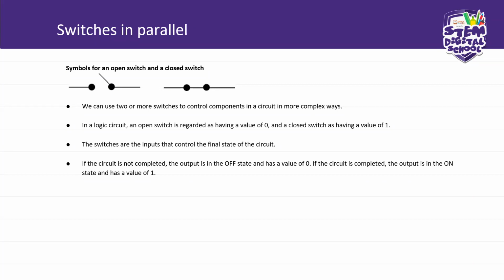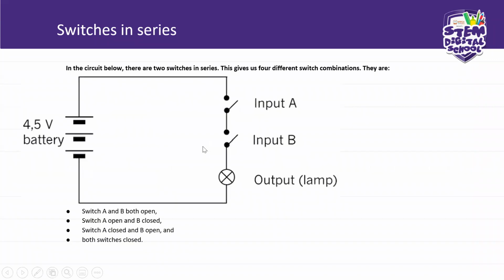The switch, when it's off, it's 0. When it's on, the value is 1. So you have to understand that before we go to the truth tables.